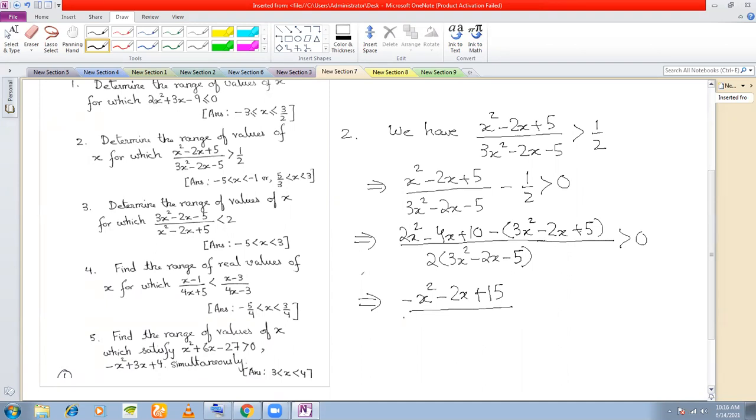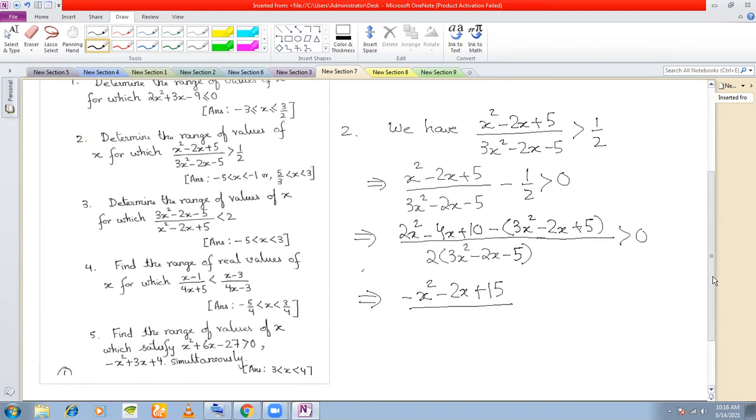Sir, there will be minus 5 in the numerator. Why minus 5? Sir, where you have taken the multiplication by 2, there will be in bracket 3x square minus 2x minus 5. Okay, this should be minus 5. So that is why this becomes 15. So this is divided by 3x square minus 2x minus 5 is greater than 0.